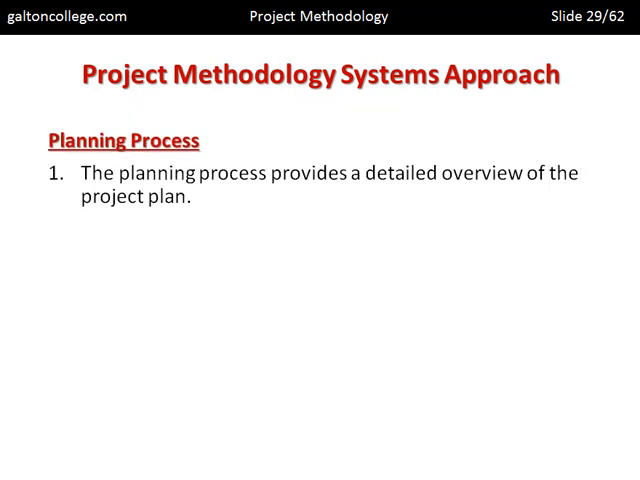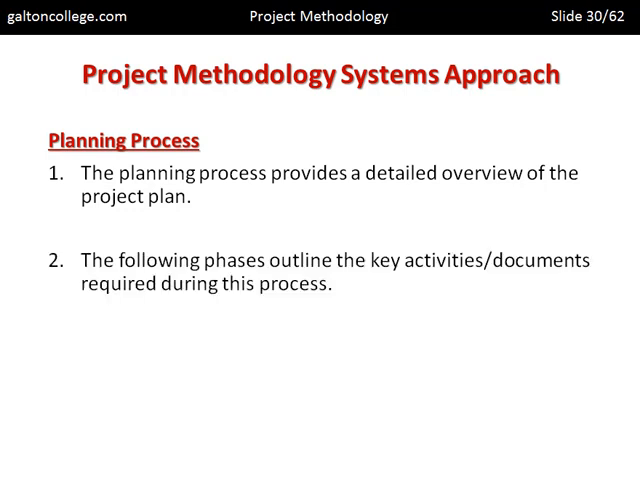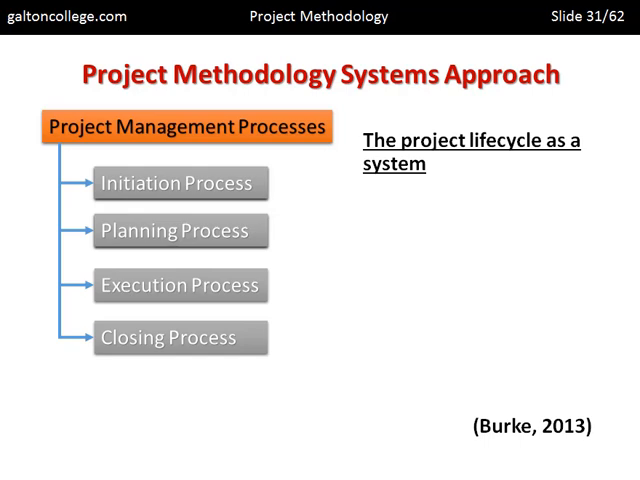Now, the planning process. Well, the planning process provides a detailed overview of the project plan. So it's a detailed overview. And this really is into the second stage, as we'll see in a second again from the previous diagram. We'll see it again in a moment. The following phases outline the key activities and documents required during this process. So now we've moved from the initiation process to the planning process.